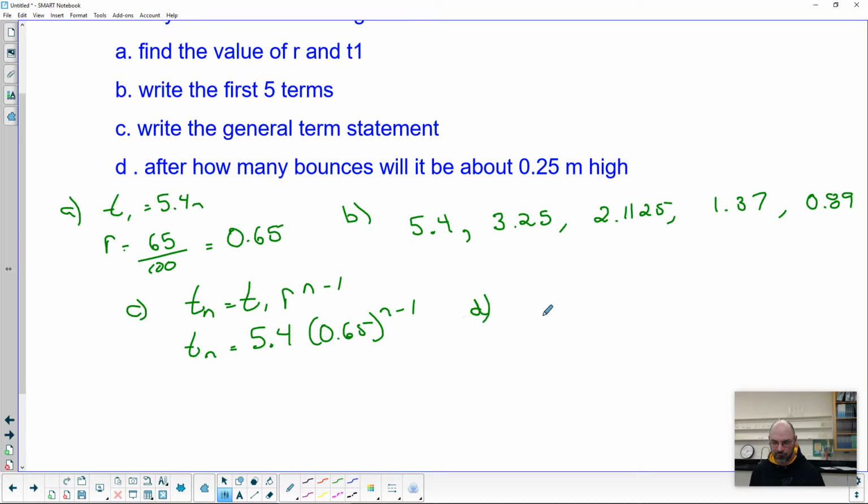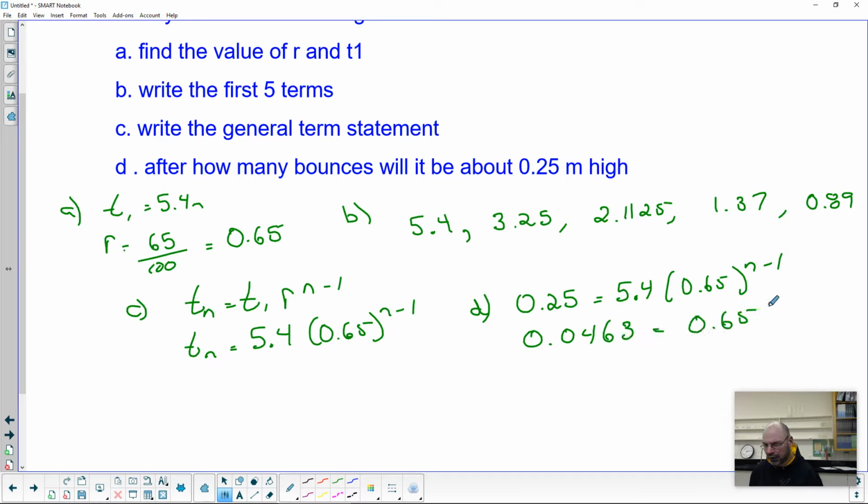Now, using that general term for D to solve, how many bounces will it be when it's 0.25? So we could say, what if Tn is 0.25? Okay, so we plug it into our general term. Okay, so we got to divide out here. 0.25 divided by 5.4. Okay, and it's 0.0462 or 63 equals 0.65 to the power of n minus 1.